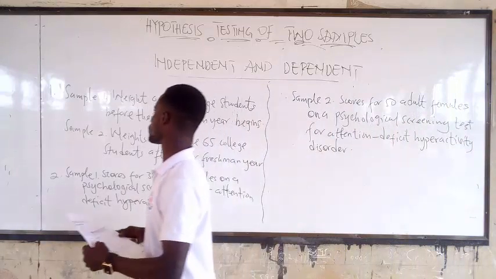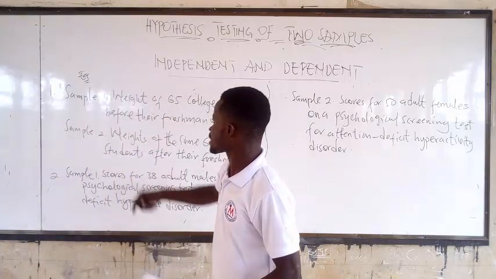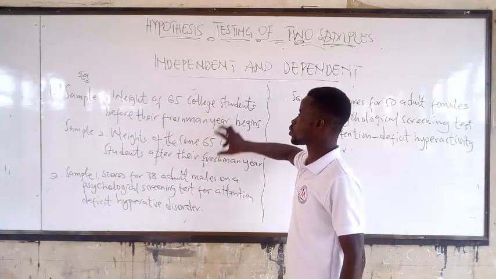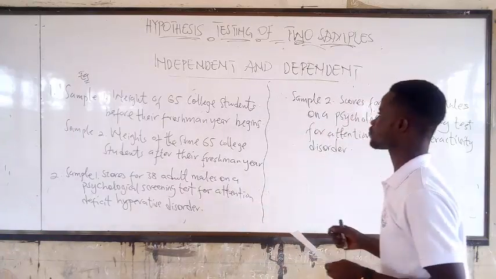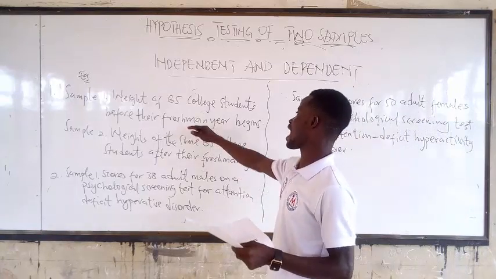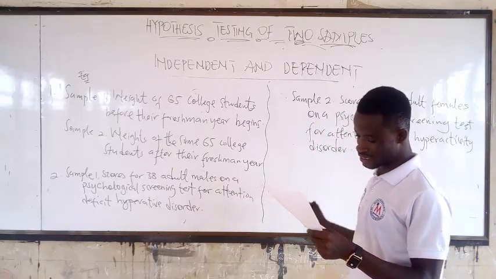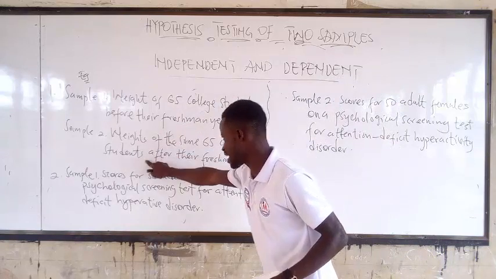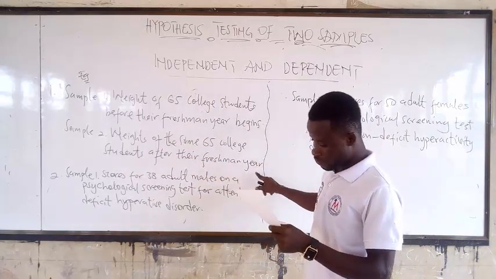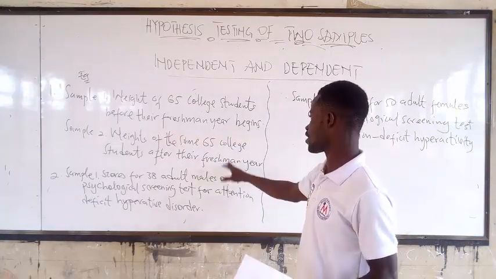Alright, so we are back to an example. Looking at the first question, we have sample 1 and sample 2. We are going to check the first sample and the second sample and relate them to see if they are independent or dependent. Sample 1 is the weight of 65 college students before their freshman year begins. The second one is the weight of the same 65 college students after their freshman year.